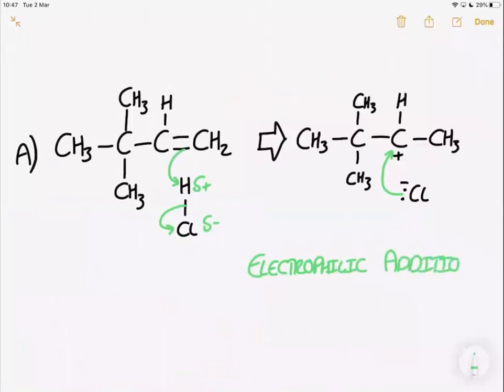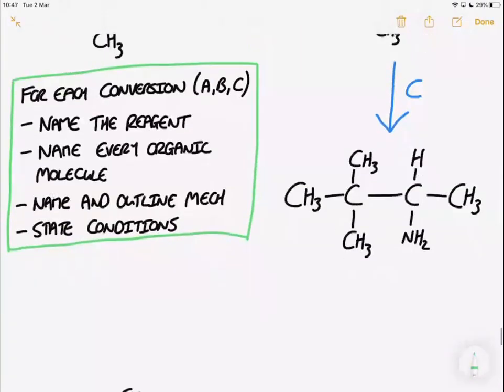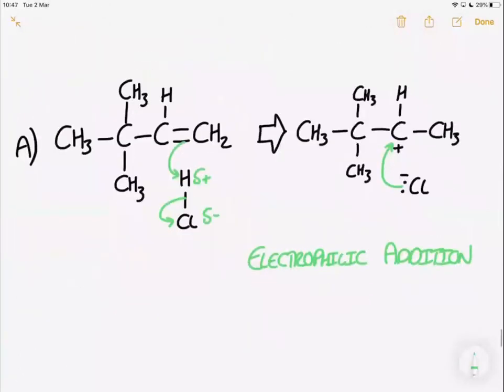So there's your name and outline. I think we've covered everything that was in that box. Reagent was hydrogen chloride. We named the organic molecules, named and outlined the mechanism. Conditions, there isn't anything. It's just hydrogen chloride, right? So this time you didn't need anything for the conditions, okay? That is going to be relevant in the other ones.